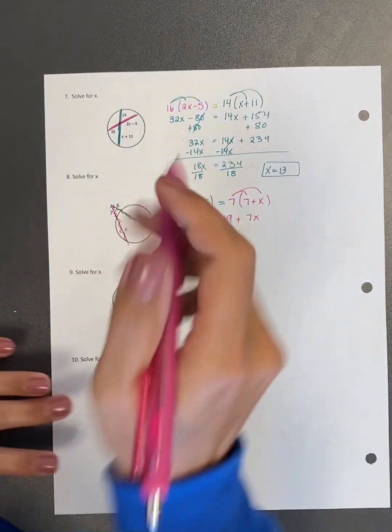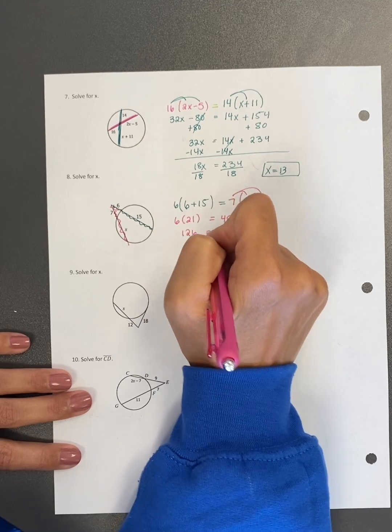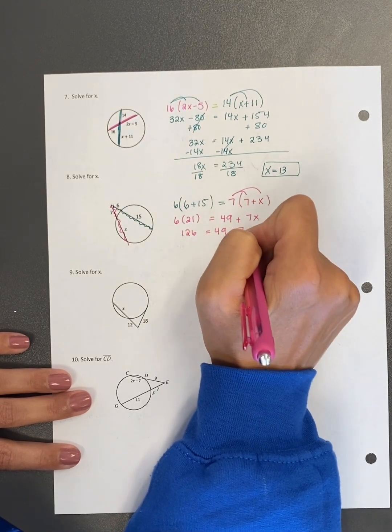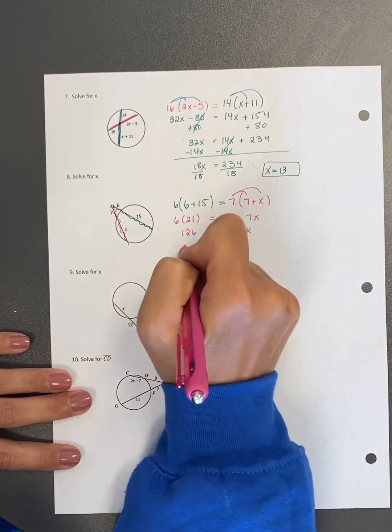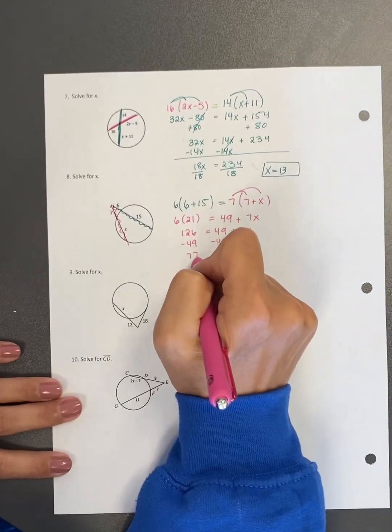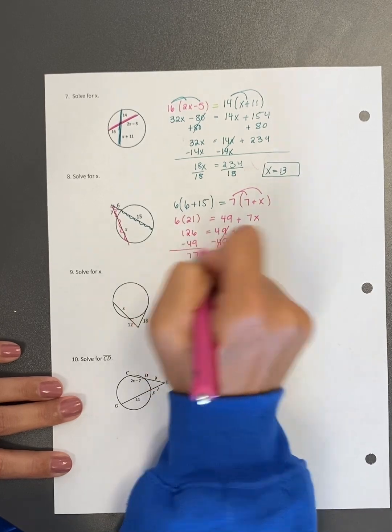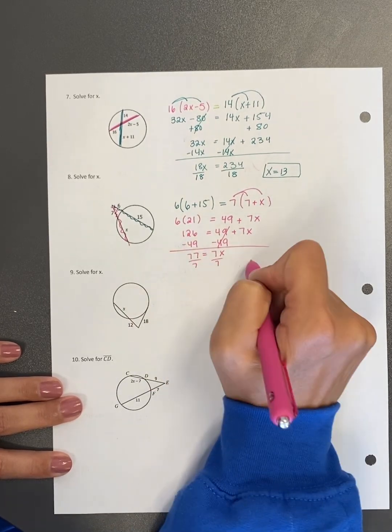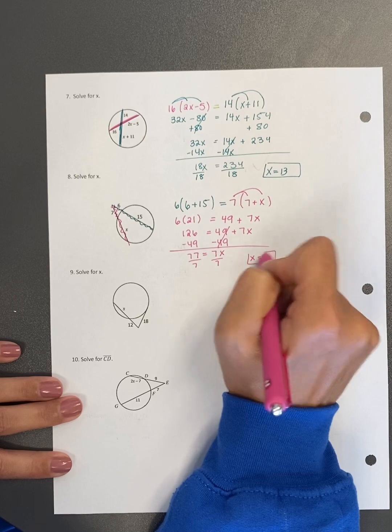6 times 21 is 126. And now it's a two-step equation, so I'm going to minus 49. So I get 77 equals 7x. And then divide by 7, I get x equals 11.